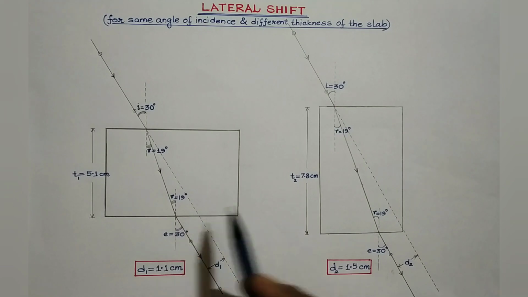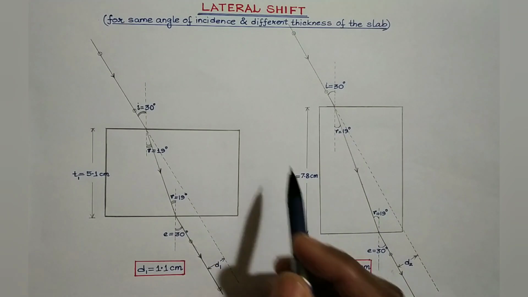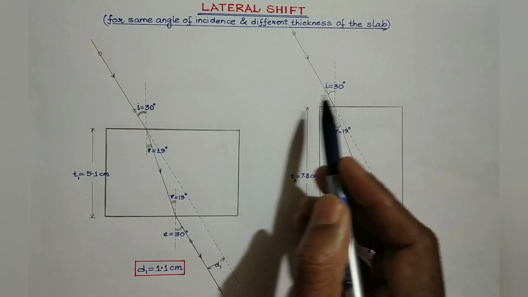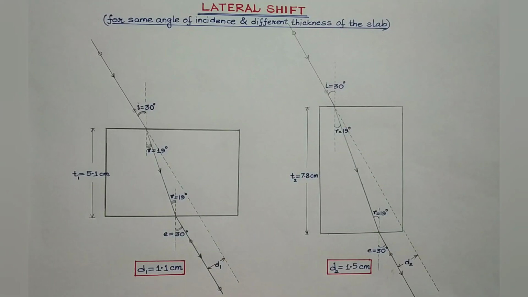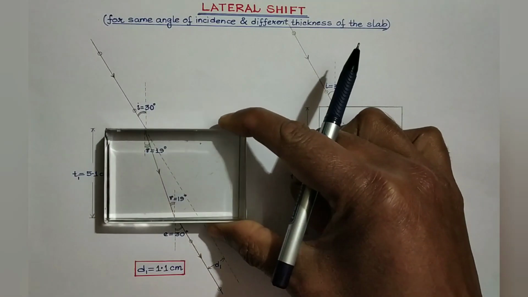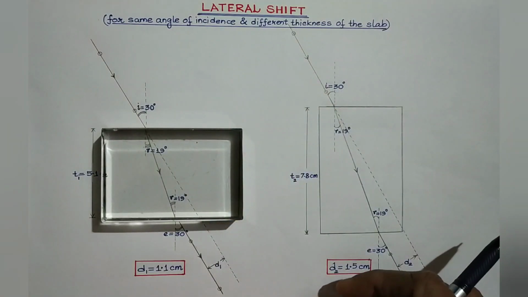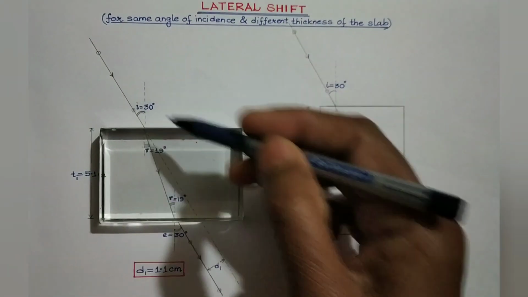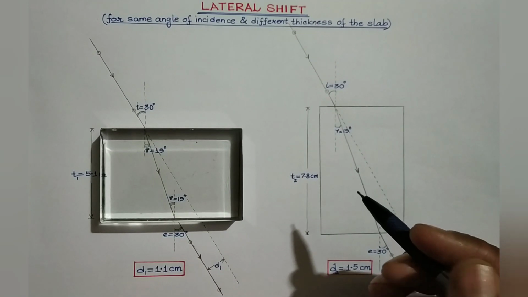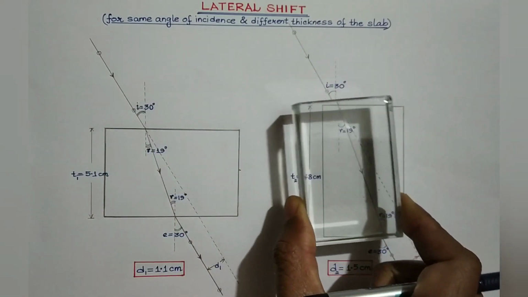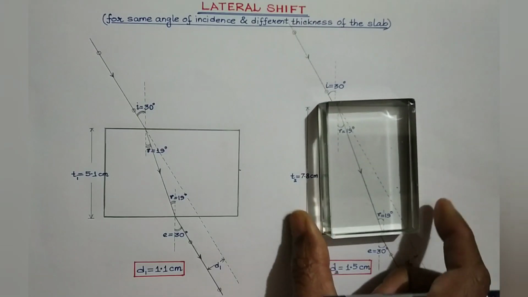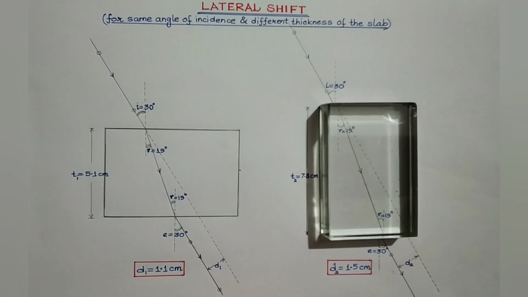Now these are other two ray diagrams which are applicable for the same angle of incidence but different thickness of the slab. So what you need to do is that initially the slab is placed like this and we will follow the same procedure as was done earlier. Now keeping the angle of incidence constant, we will place the slab in this particular manner and check for the lateral shift in both the cases.